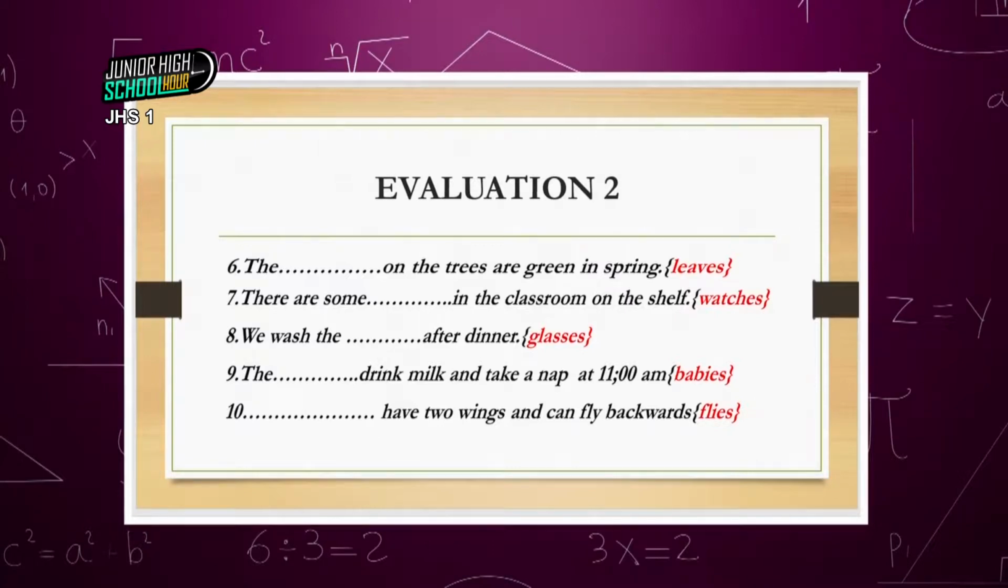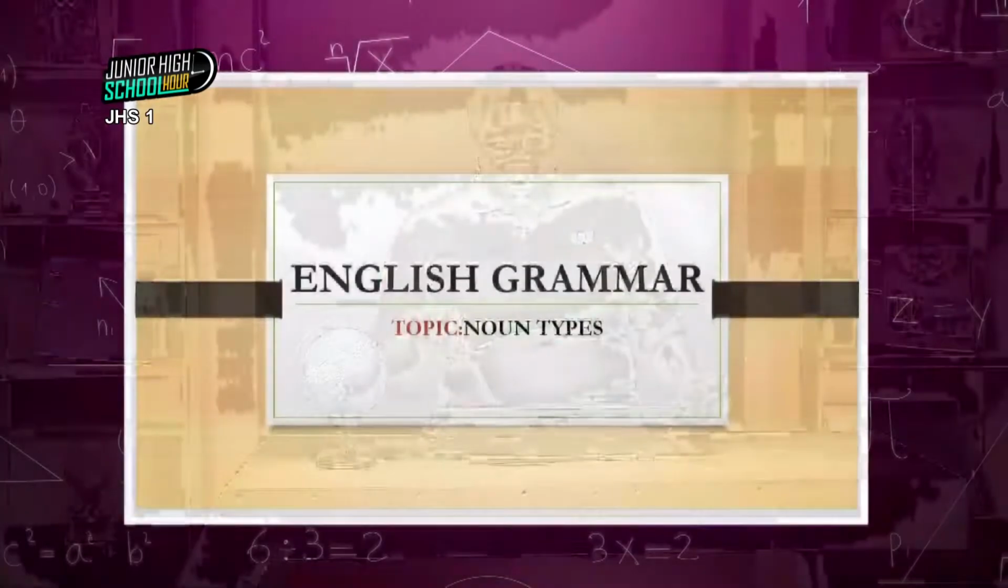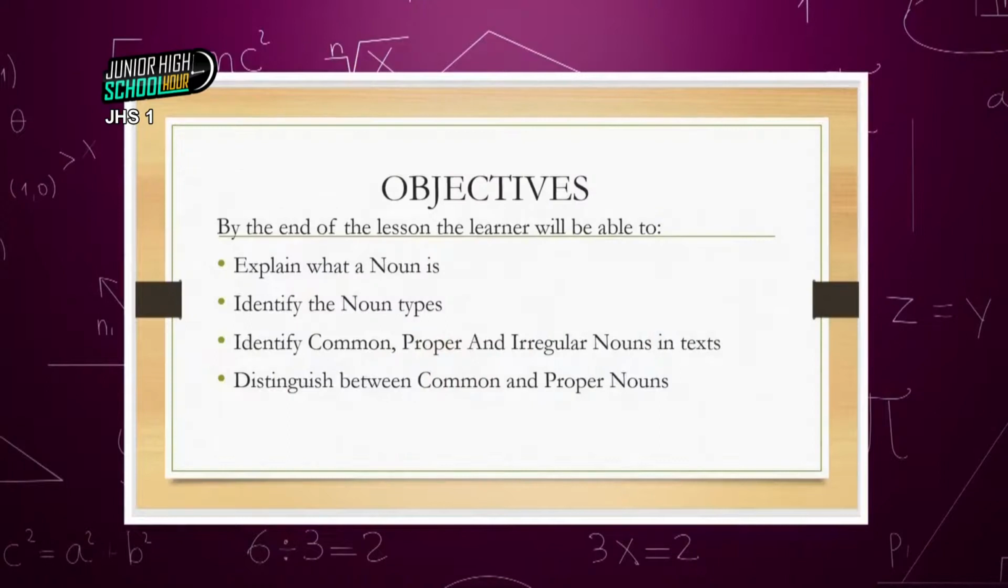All right, so we are going to go over our lesson again. We were doing English grammar and our topic was noun types. Then we set our objectives, which I am hoping we have achieved.